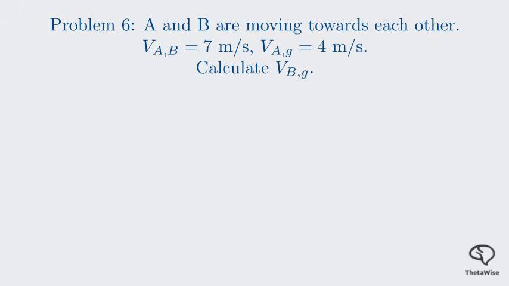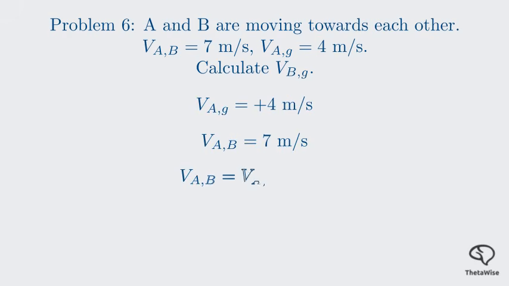Let's first clarify our signs. The problem says A and B are moving towards each other. If we say A's velocity, v of AG, is positive 4, then v of BG must be negative. So we have v of AG equals positive 4 meters per second, and the relative velocity v of AB is 7 meters per second. We'll use our standard relative velocity formula. The formula is v of AB equals v of AG minus v of BG.